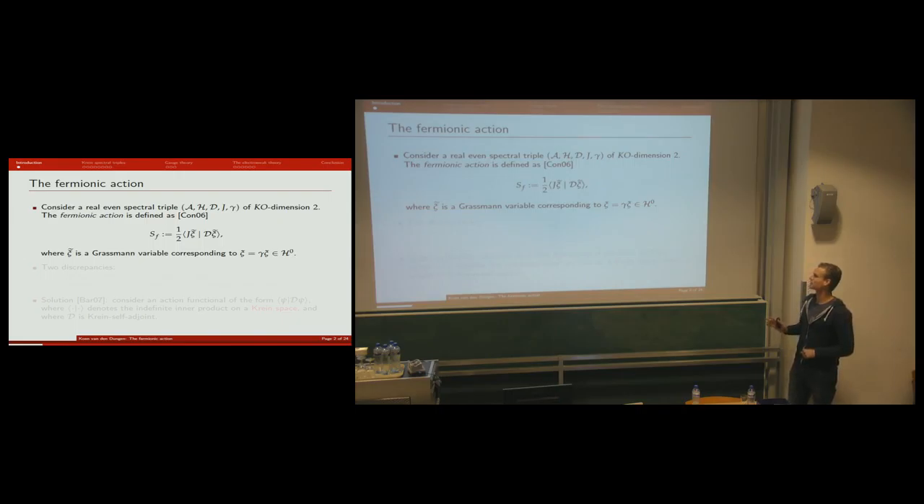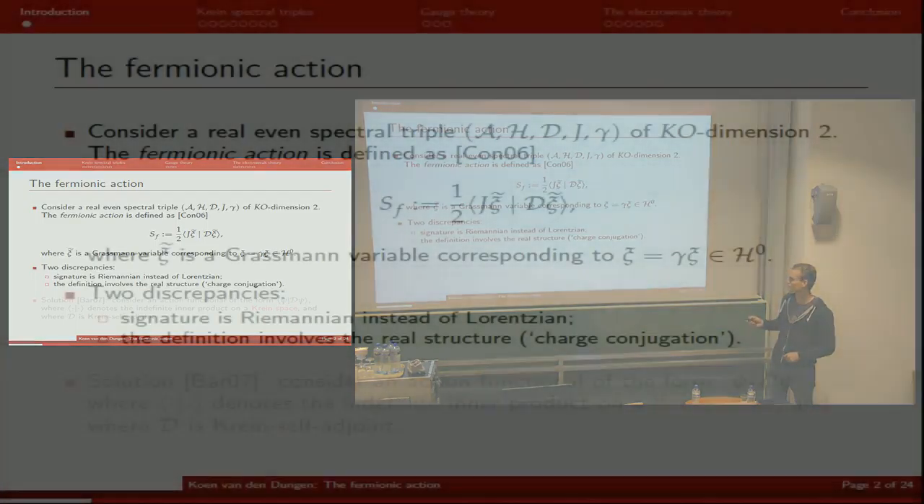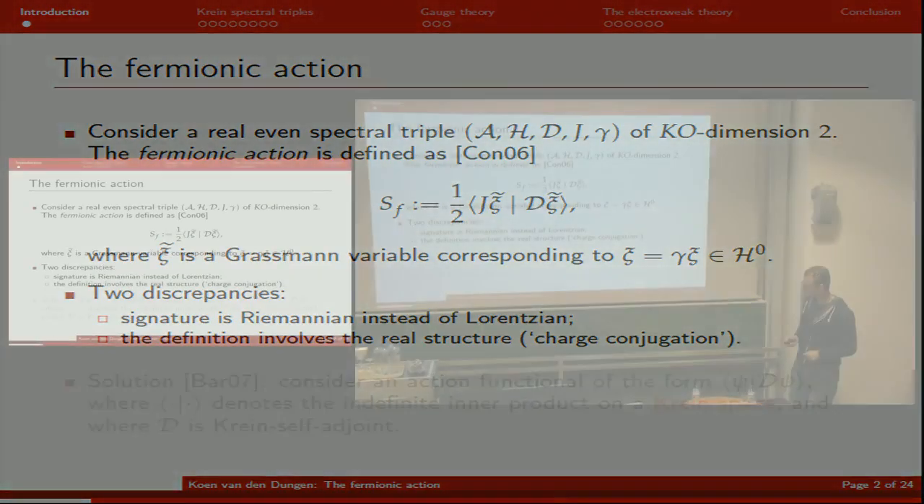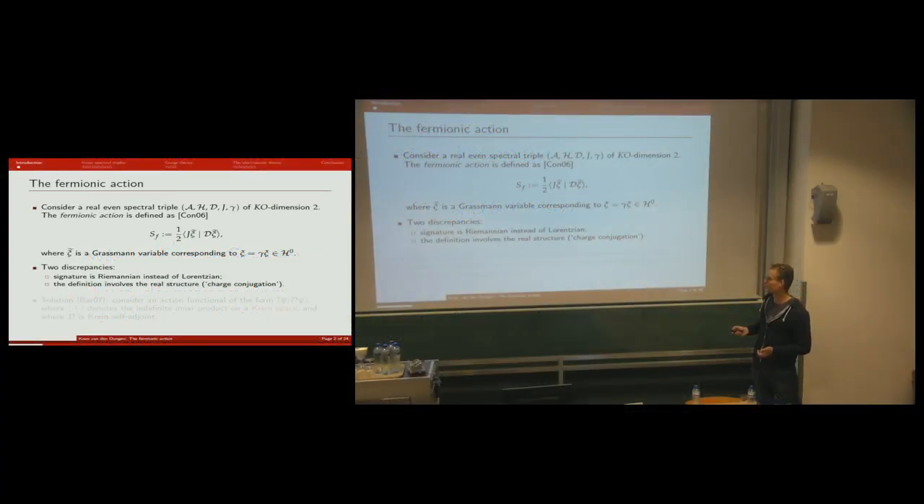But there are still two discrepancies, I would say, with this approach. First one, of course, it's based on a Riemannian signature instead of Lorentzian signature, and we would like to do this in space-time instead of just space. But secondly, and which is perhaps even worse, it involves the real structure. So basically, for spinors, it will be the charge conjugation operator. And if you go across the hallway, there's a library. You can look up your favorite physics textbook, look up the Lagrangian, and there will not be any charge conjugation in this Lagrangian. So this is also, I would consider, a serious problem with this approach.